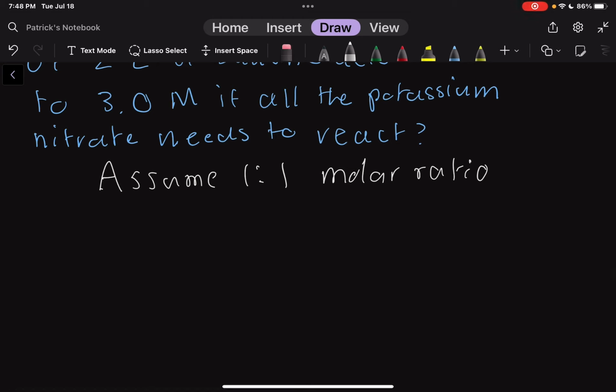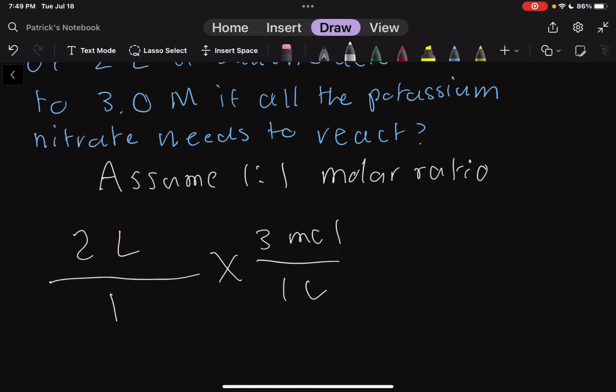Our next step is to write down the volume of sulfuric acid. 2 liters. Now we convert this into moles. We don't use the molar mass in this instance. Instead, we use the molarity, which is 3 moles over 1 liter. And once again, we're assuming the molar ratio is 1/1.